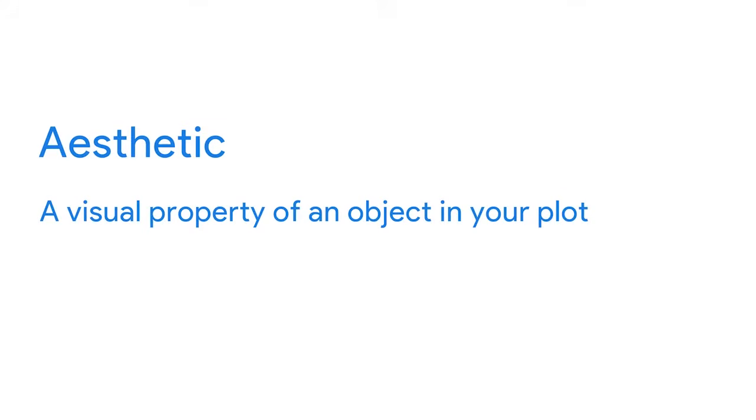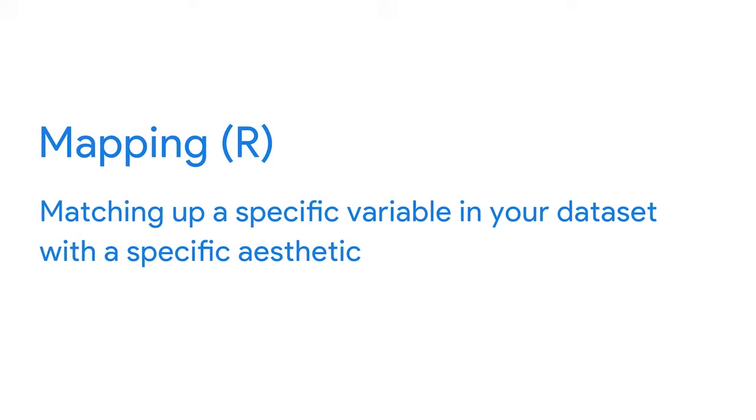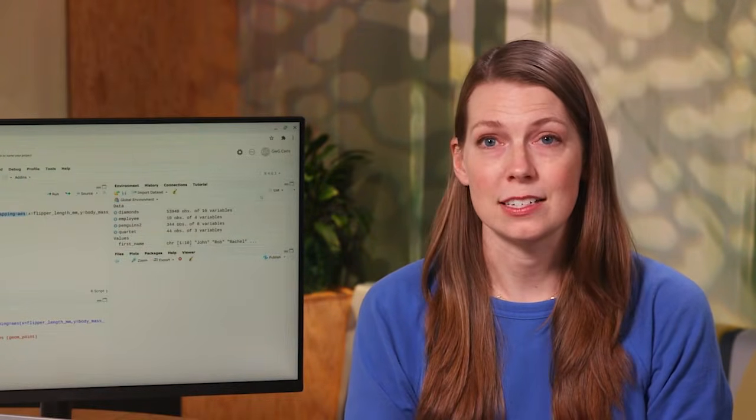As a quick reminder, an aesthetic is a visual property of an object in your plot, like its position, color, shape, or size. The mapping equals AES part of the code tells R what aesthetics to use for the plot. You use the AES function to define the mapping between your data and your plot. Mapping means matching up a specific variable in your dataset with a specific aesthetic. For example, you can map a variable to the x-axis of your plot, or you can map a variable to the y-axis of your plot.